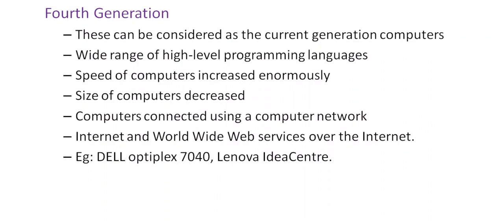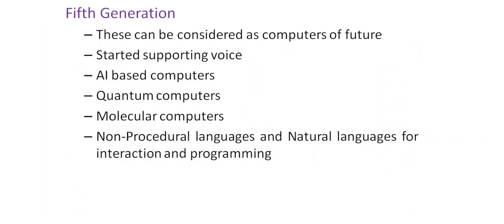That means you can connect to the internet. That means you can download information from anywhere, using the internet. And world wide web is a layer of abstraction which was created over the internet. Internet is required. Over the internet, you have what is called World Wide Web. So using World Wide Web, you do not bother where the information is available. You can access the information as if it is present inside your computer. So Dell Optiplex, Lenovo IdeaCentre, etc. are examples. And then came the fifth generation computers.